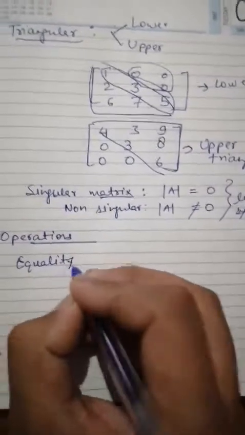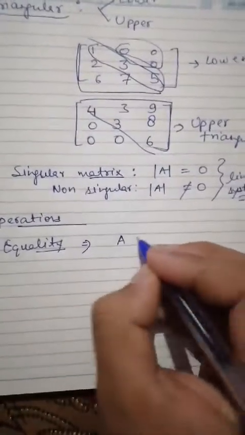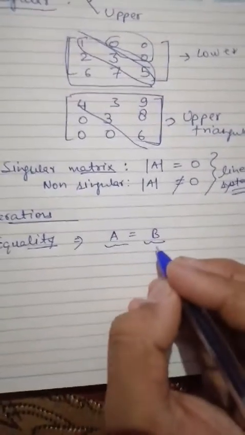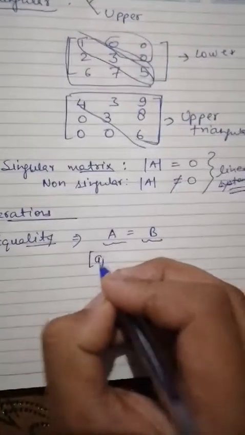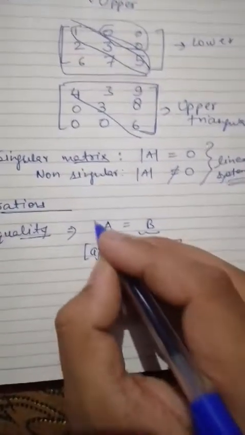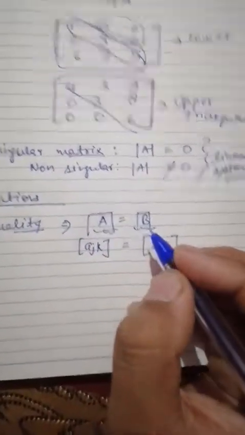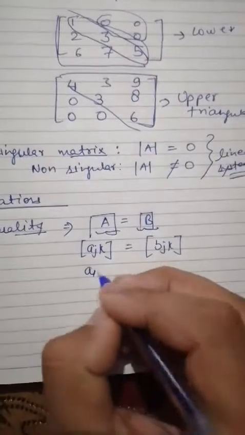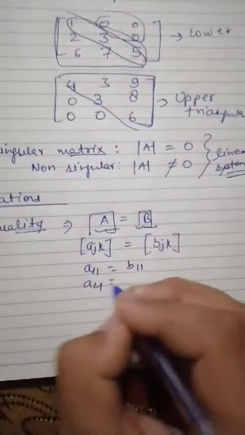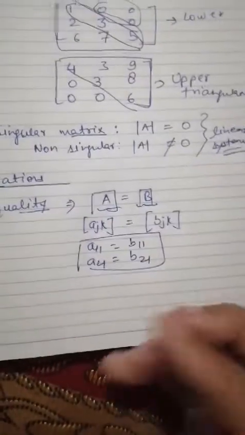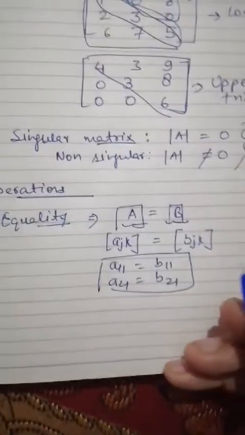So here our first concept is equality of matrices. Suppose A is equal to B. What should be the condition? For two matrices A and B to be equal, the elements Ajk should be equal to Bjk. So A and B will be equal only if they have the same size and the corresponding entries are equal. So A11 should be equal to B11, A21 should be equal to B21, and similarly for all the elements. Matrices that are not equal are different. So matrices can have different sizes.